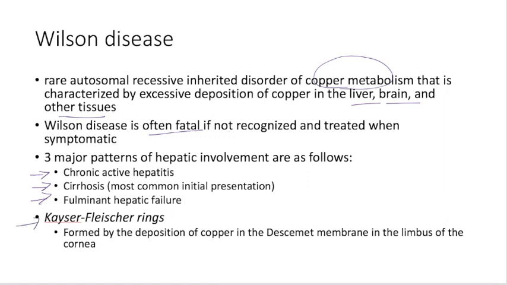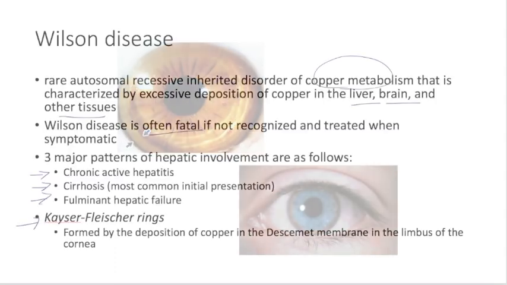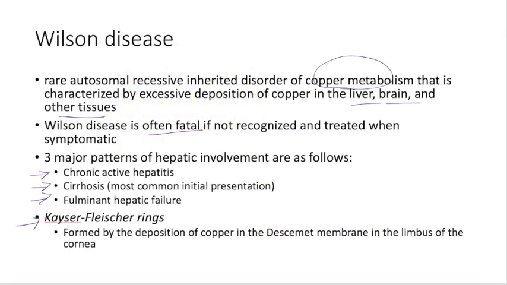Classically, you will see Kayser-Fleischer rings, and they are formed by the deposition of copper in the Descemet membrane of the limbus of the cornea. So these nice lines here would be the Kayser-Fleischer rings, and you can see it here on a blue-eyed person. So hepatic dysfunction is going to be the main presenting feature. So again, you need to know your hepatic signs and symptoms. Whether it is minor hepatic involvement versus fulminant would depend on what signs are present, such as ascites, spider nevi.